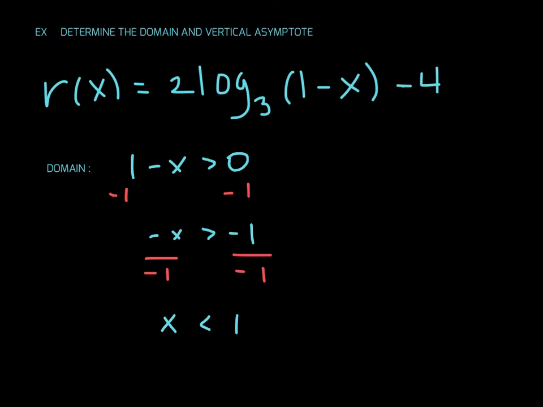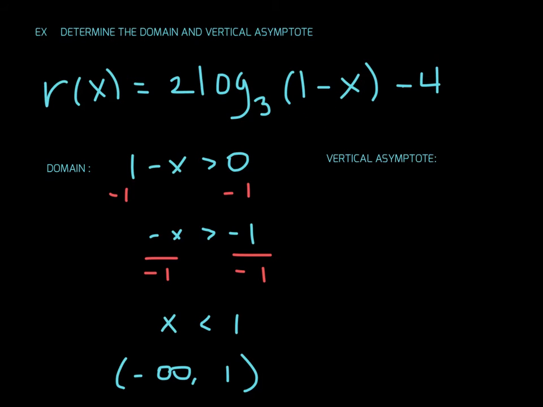All right, cool. If x has to be less than 1, that means the domain is negative infinity all the way to positive 1. That's the domain for this function. Now, let's talk about its vertical asymptote. Usually the vertical asymptote is x equal to 0, right? The y-axis. Now, that's going to change here because there is a horizontal translation.